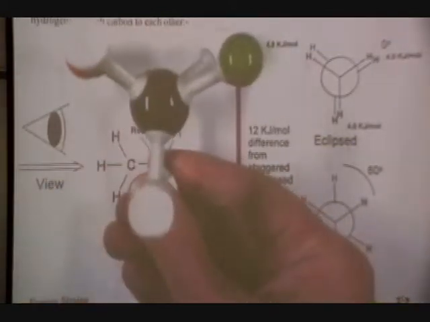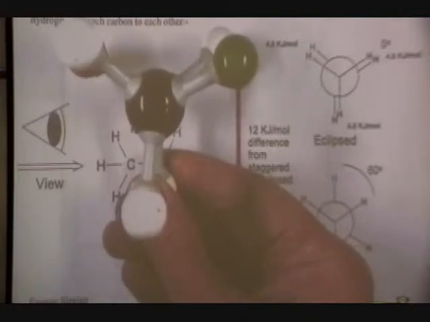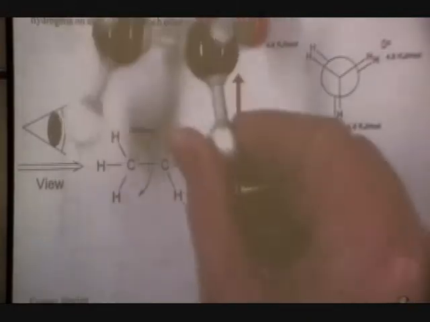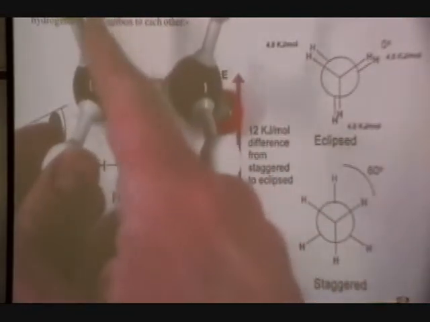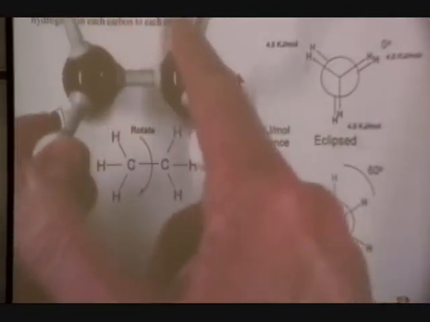So the staggered conformation is a conformation like that. And then our eclipsed conformation is like that, where they're actually aligned on top of each other. And it puts chemical bonds, bonding pairs of electrons, too close for comfort to adjacent bonding pairs of electrons. It causes a strain or repulsion energy.